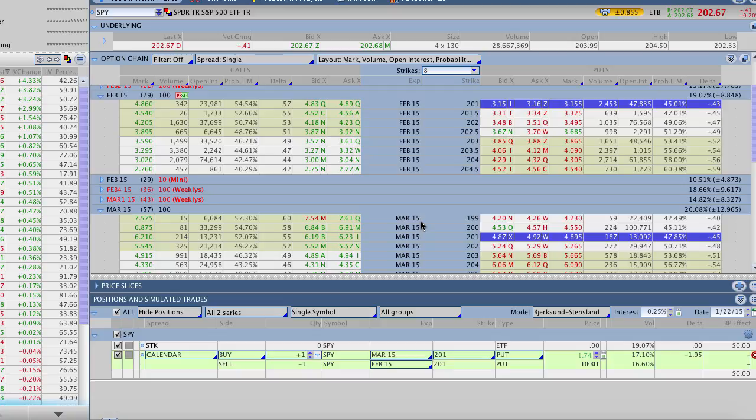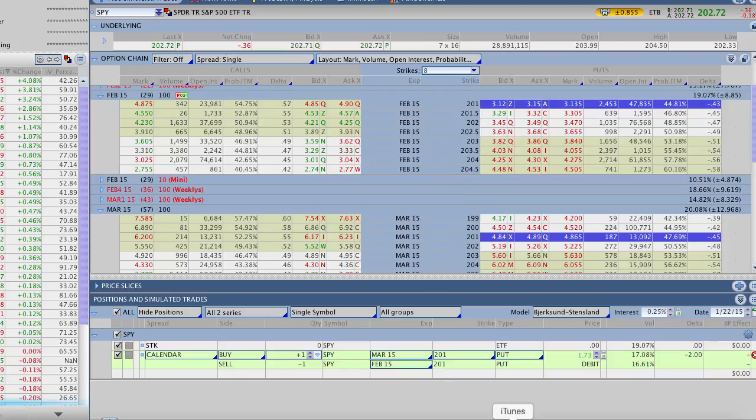Now, one little quick thing here is that you'll notice when you do these calendars, sometimes the front month contracts have strike prices that you don't see in the back month. So in this case, the back month doesn't have the strike price 201.50. So you want to make sure that you're doing strike prices that are exactly the same in both contract months.